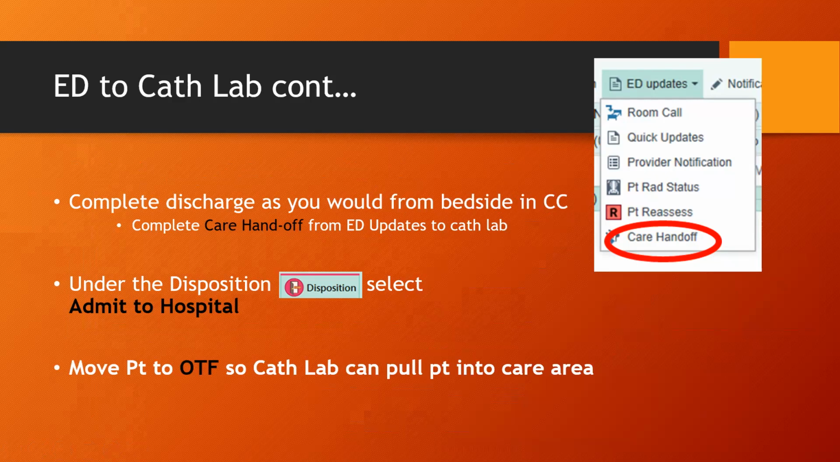So even though they're physically leaving from Triage, they are now actually an Emerge patient, which means that we are going to discharge them, not dismiss them like we did with that L&D referral. So you're going to discharge them just like you would if they were a patient back in a treatment space back in B12. Part of the process is you are going to complete a discharge. You're going to do a care handoff. There's this ED update button. You're going to go to care handoff and just say ED update to cath lab. Then you're going to go to the big disposition tab and say admit to hospital, complete that information, and then drag and drop that patient to OTF, which is off the floor.